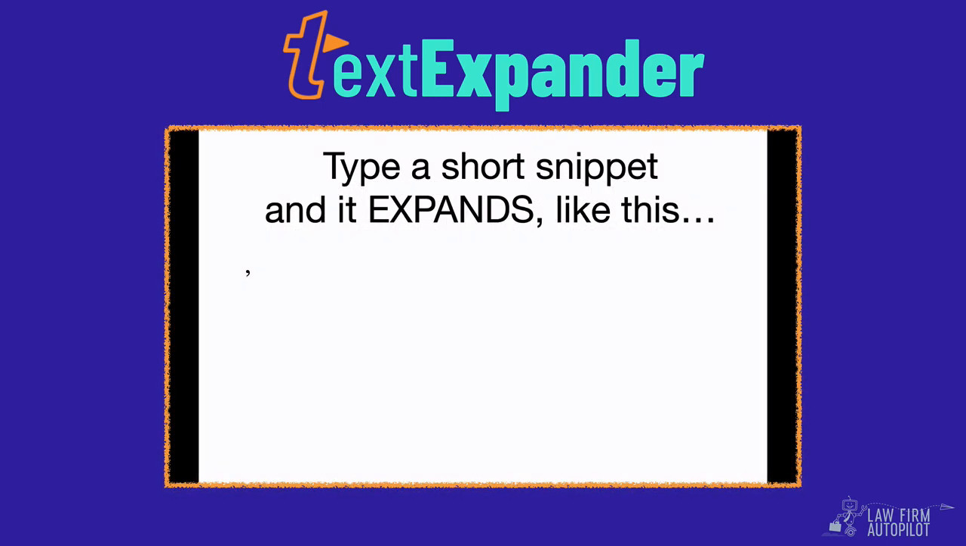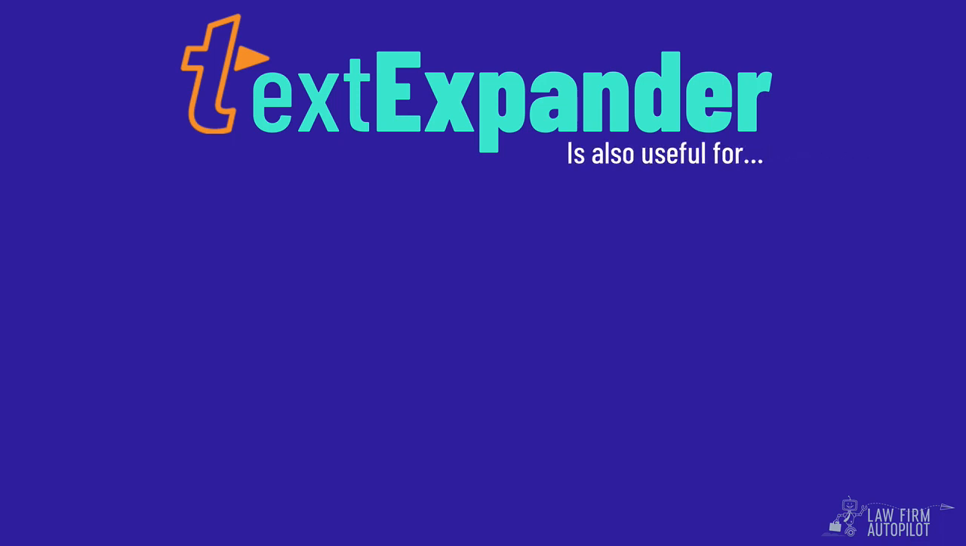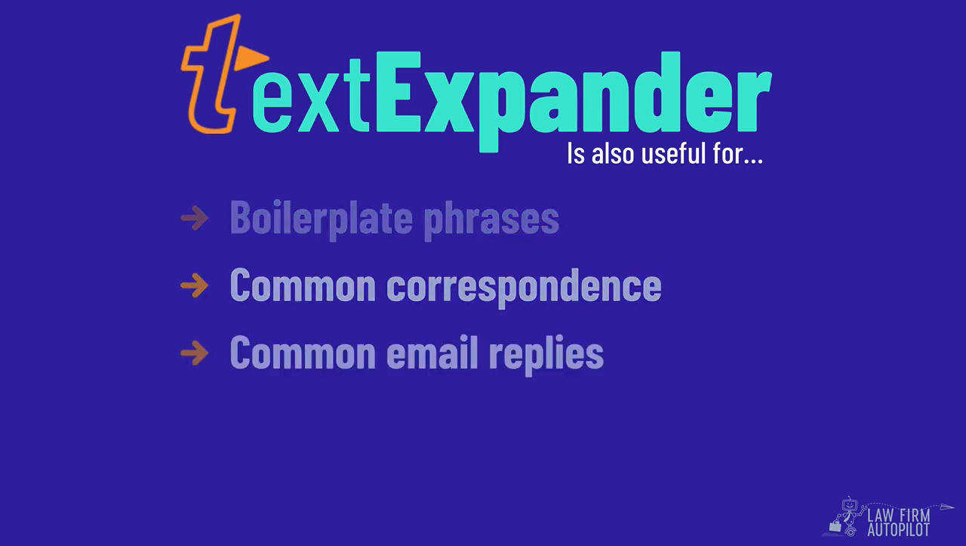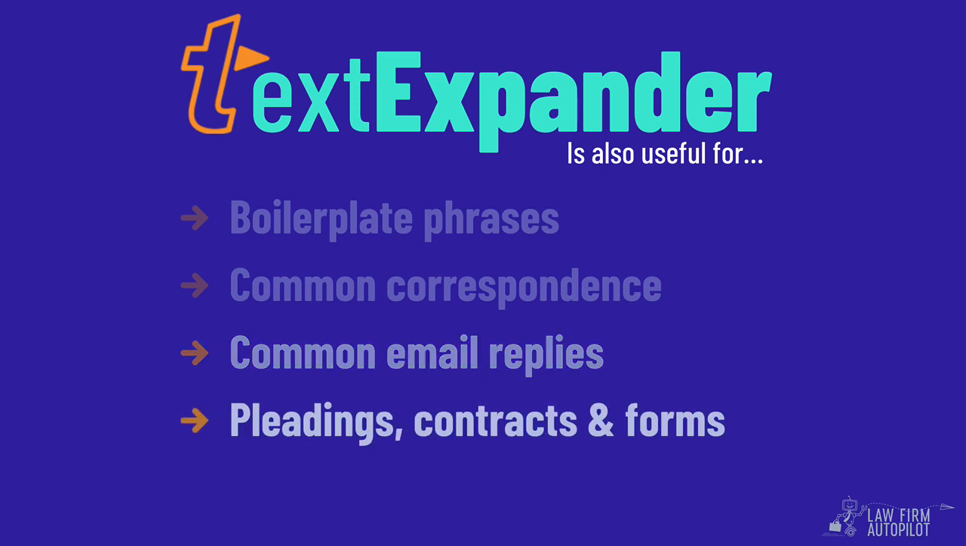And the same goes for typing your business address or your home address. You just type a few characters and TextExpander spits out several lines of text. You can use TextExpander to crank out pretty much any kind of text, including boilerplate phrases, common correspondence, emails, and pleadings, contracts, and any form documents of whatever kind.